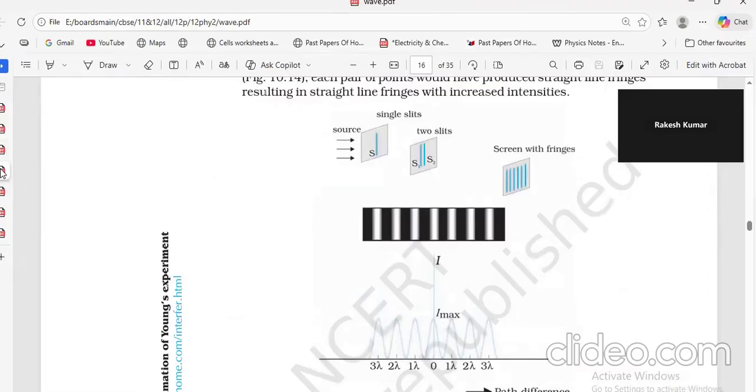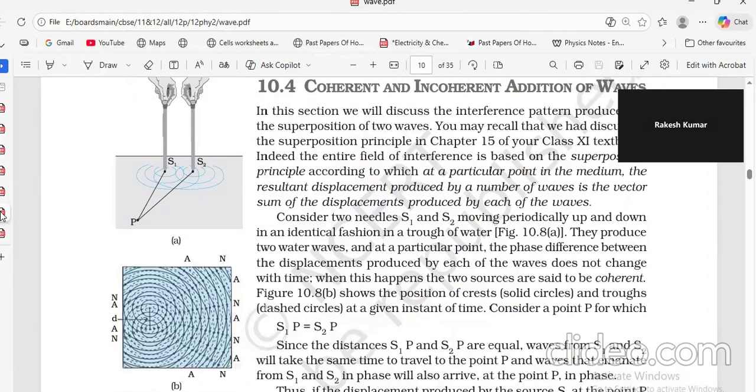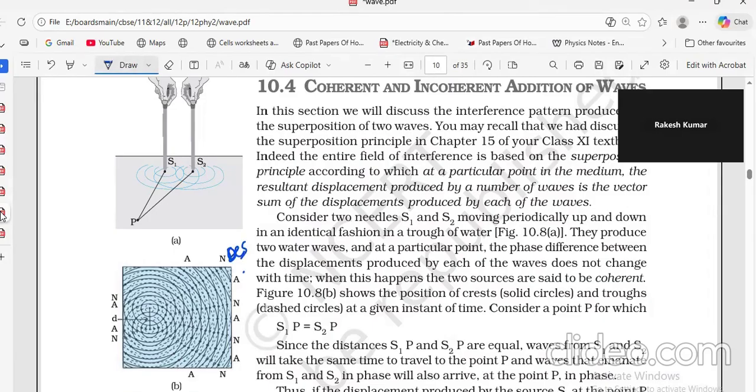Now this is what happens here. We have got two point sources, very small, and we have an interference pattern. There is a maxima and a minima. This is a node, and this is an anti-node. So we have got constructive, destructive here, and constructive here, destructive, constructive, destructive, and constructive.